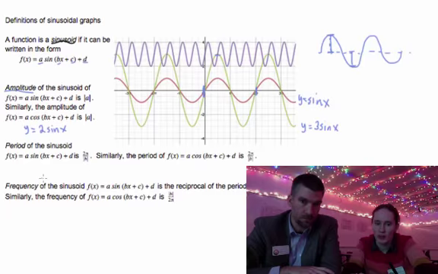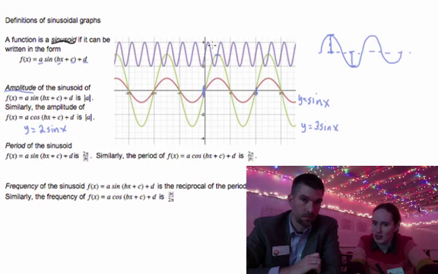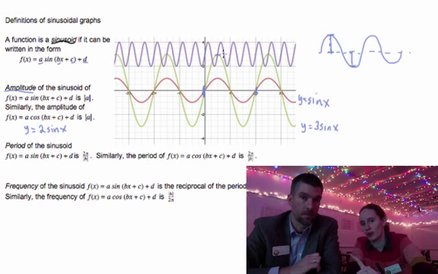And so what happens is that they can change that on us. They can mess with the period. Look at this purple graph. This definitely goes up and then back. It has a hill and a valley way before 2 pi happens. It happens right here at pi over 2. It's had its whole sine curve, one sine curve by pi over 2.